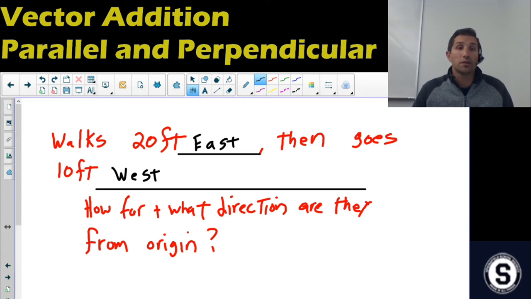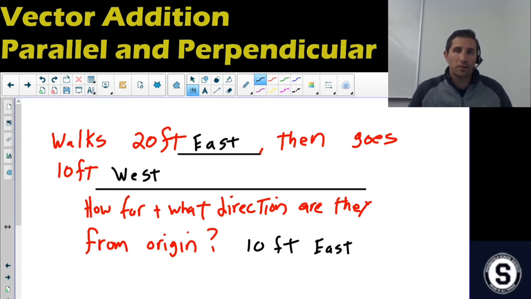We know that east and west are opposites of each other. So if you go 20 feet to the east, then 10 feet in the opposite direction back towards the west, essentially what we're going to do is subtract these numbers. We have 20 feet east minus 10 feet west, and we're going to end up with 10 feet. Because the east is the bigger of the two, we're going to end up 10 feet east of our starting point. So when the vectors are in opposite directions, we subtract the numbers rather than add in that scenario.